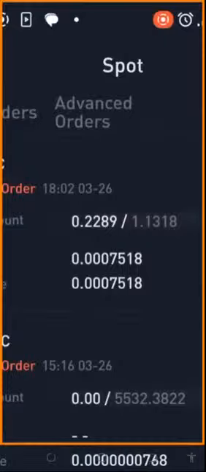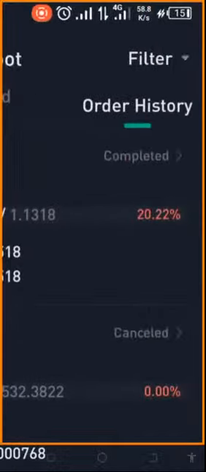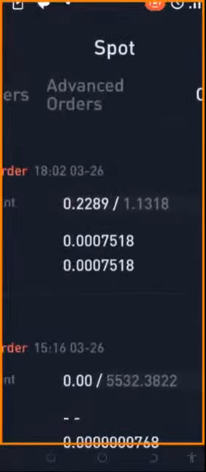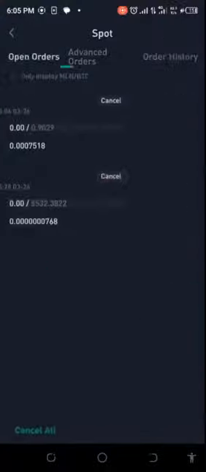Okay, so here it is again. That is what happened. As you can see here, that is exactly what happened. We had 0.2289 that we got out of this particular amount. So that's why what we were left with was 0.9. Okay, let's go back. Let's see the open orders.